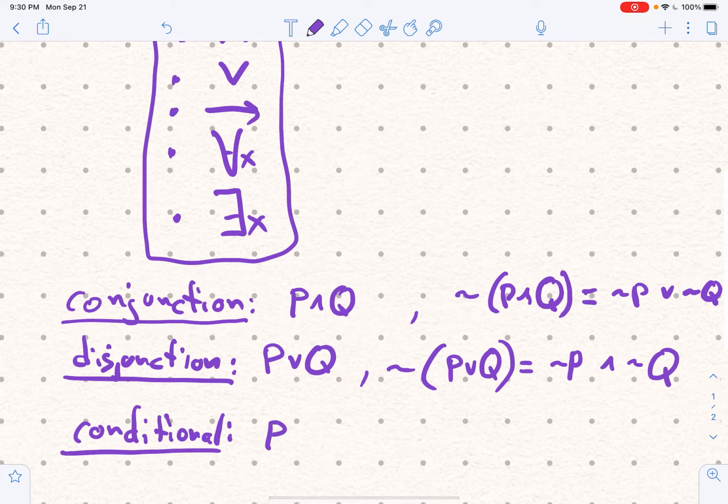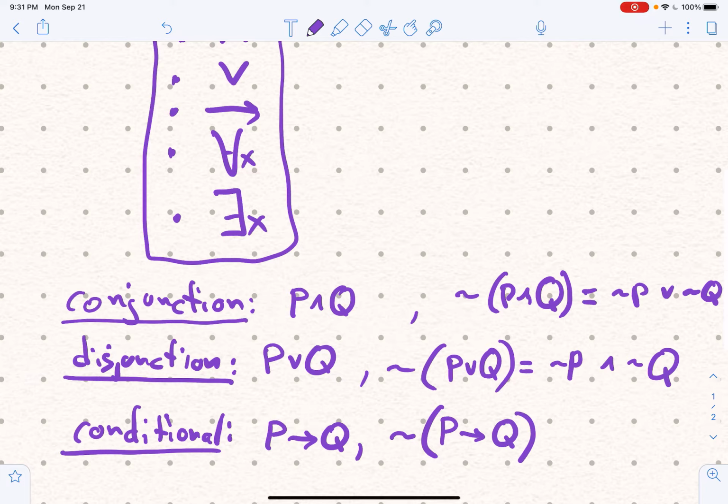So the conditional statement is if P, then Q. And if we negate that, if we say it is not the case that if P then Q must be true, we ask, what does this mean, really? Well, let's think of it this way. The only way that this statement, if P then Q, comes out to be false is if the first thing is true, but the second thing is not.